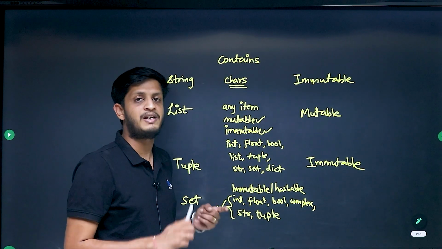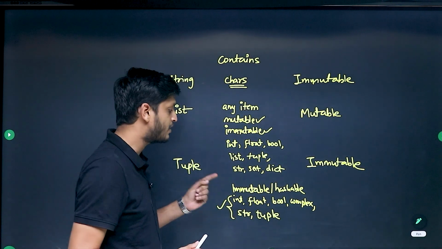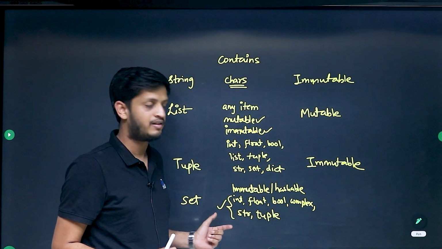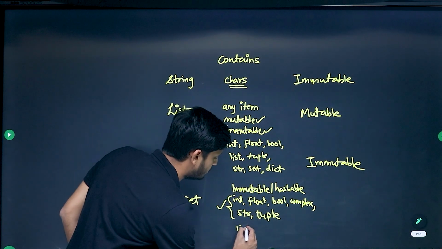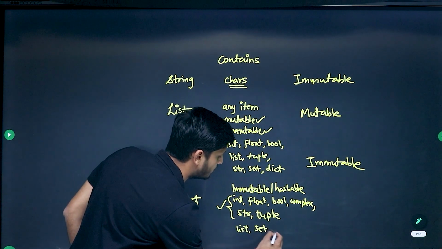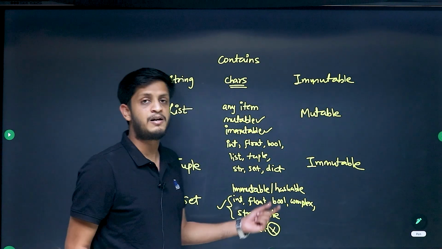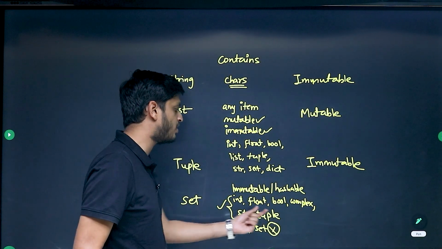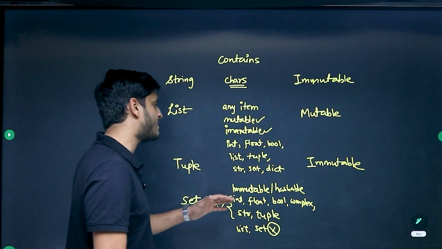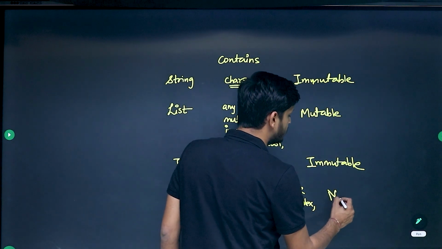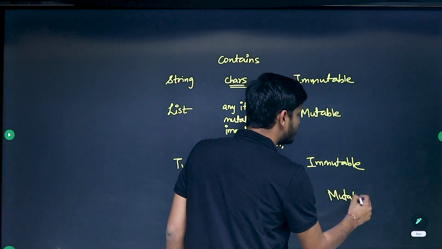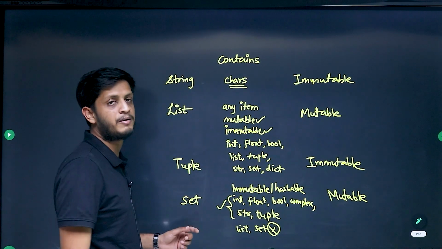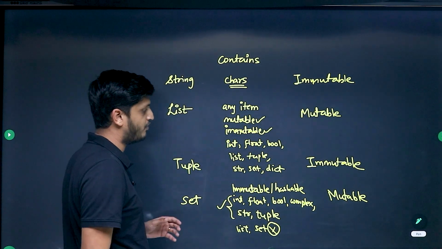Rest everything is mutable. List is mutable. Set is mutable. So you cannot have a set inside a set. A list is not allowed and a set is not allowed. List and set are mutable and hence they are not allowed inside a set. You can only enter a string or a tuple. And the set itself is mutable. Once created, it can change. But the elements inside a set must be immutable or hashable. Okay, so that is the difference.